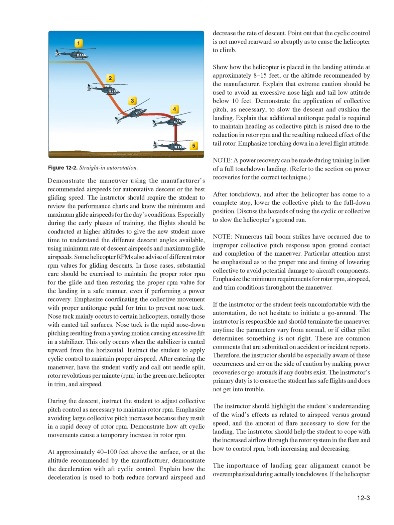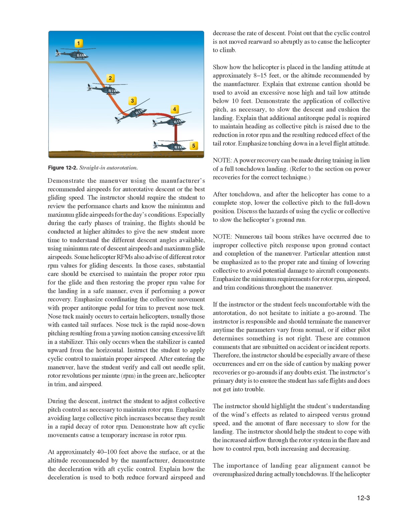At approximately 40 to 100 feet above the surface, or at the altitude recommended by the manufacturer, demonstrate the deceleration with aft cyclic control. Explain how the deceleration is used to both reduce forward airspeed and decrease the rate of descent. Point out that the cyclic control is not moved rearward so abruptly as to cause the helicopter to climb.